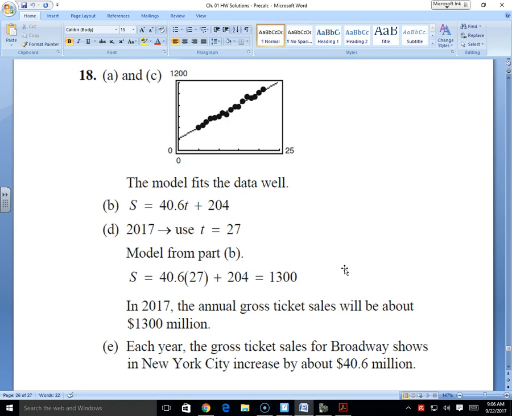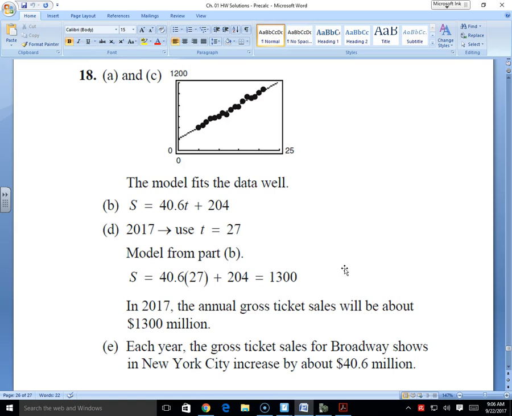Letter D we talked about a little bit. They're asking now that you have this model, figure out or predict what's going on in 2017. That's one of the key applications of taking a lot of data, trying to find an equation, is to predict what we think will happen in the future. A lot of businesses have to use that for predicting their sales for the year, et cetera.